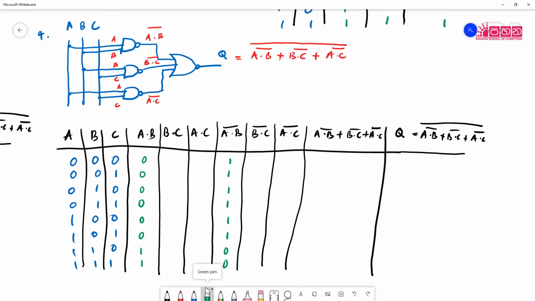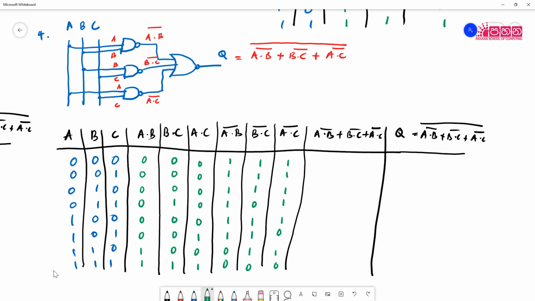Similarly, if you multiply BC together, this will be 0, 0, 0, then we will have 1, and then 0, 0, 0, and 1. So if you have 0, 0, 0, 1, 0, 0, 0, 1, the complement of this is 1, 1, 1, 0, 1, 1, 1, 0. Similarly, now if you say AC, again we have 4 zeros because A is 0, then we have 0, 1, 0, 1, and the complement of this is 4 ones, then 1, 0, 1, 0.